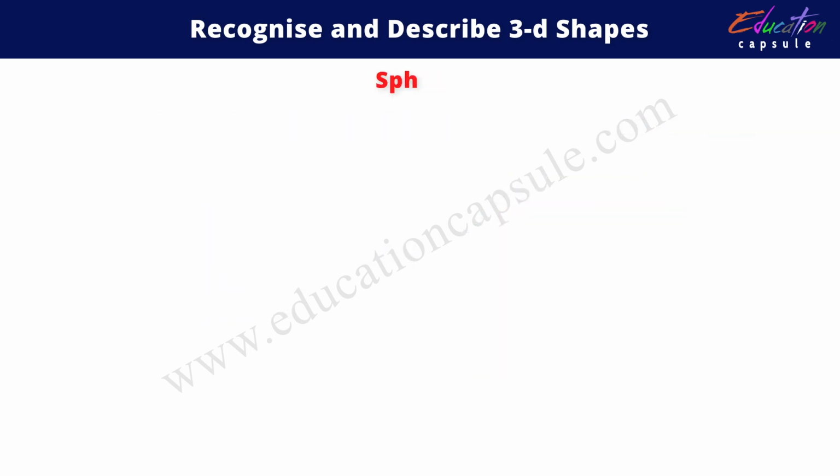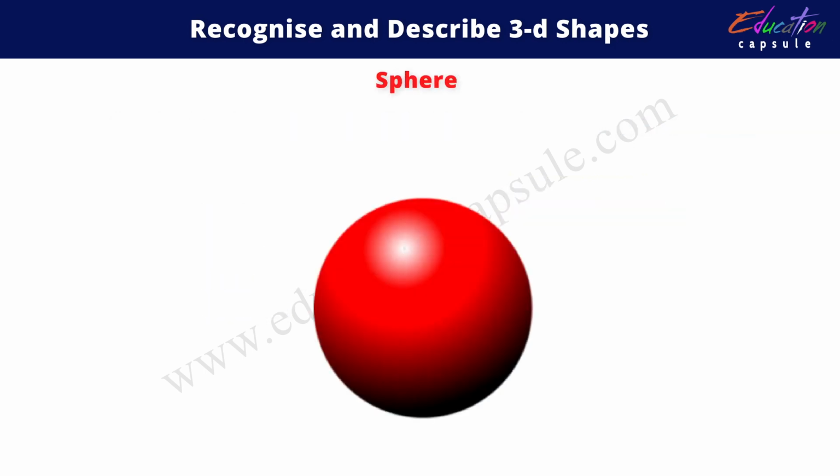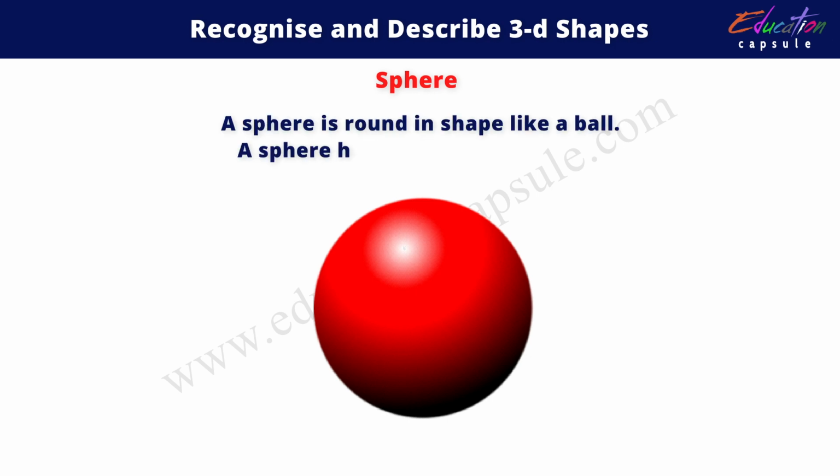Next one is a sphere. A sphere is round in shape like a ball. A sphere has just one curved face.